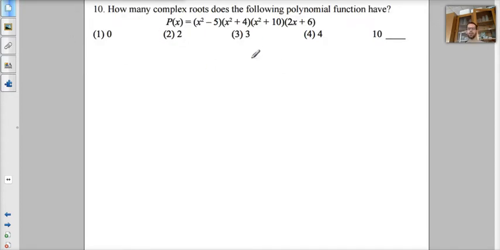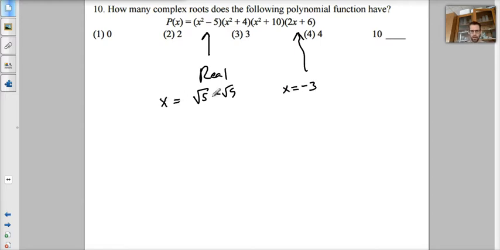All right, how many complex roots does this have? Okay, so let's think about this. These roots here are going to be real. It'll be equal to 0 at some point. This here, there's going to be a real root too. If I solve this equation, I would get add 5, then take square root. So I'd get radical 5 and negative radical 5. If I solve this equation, I'd be subtracting 6 and dividing by 2. So I get negative 3, right? X equals negative 3.